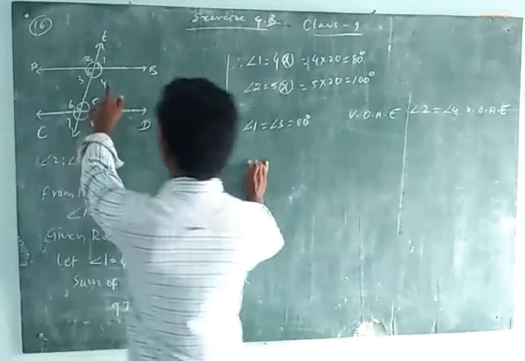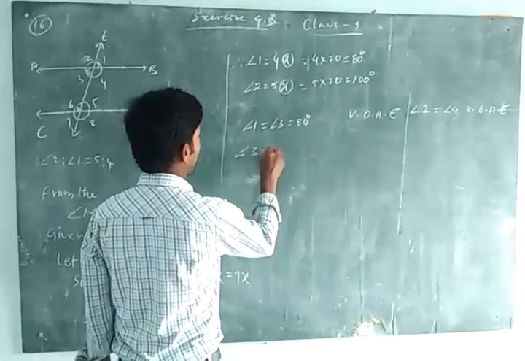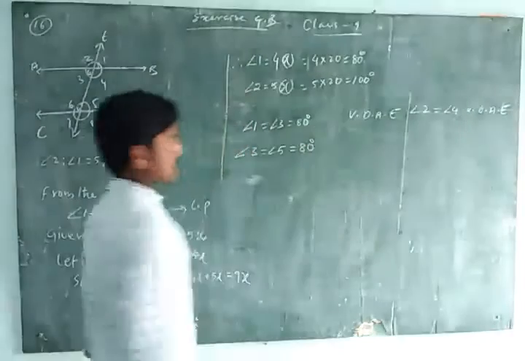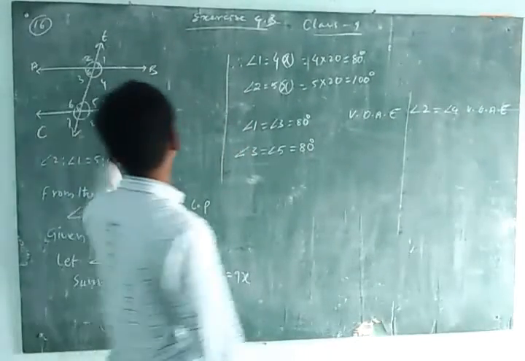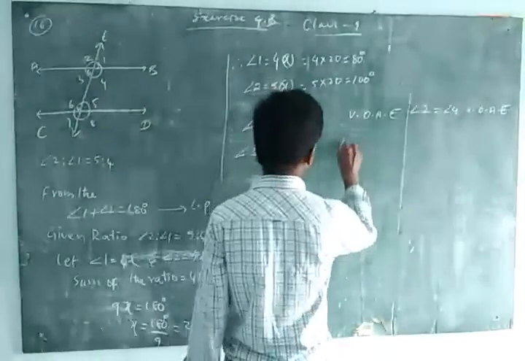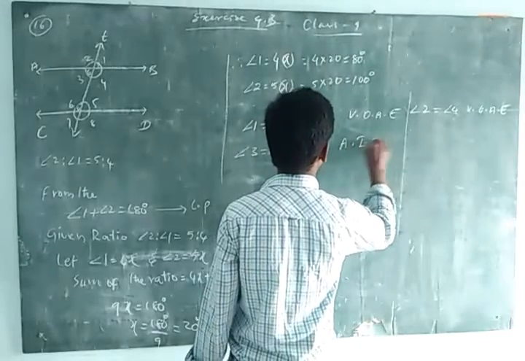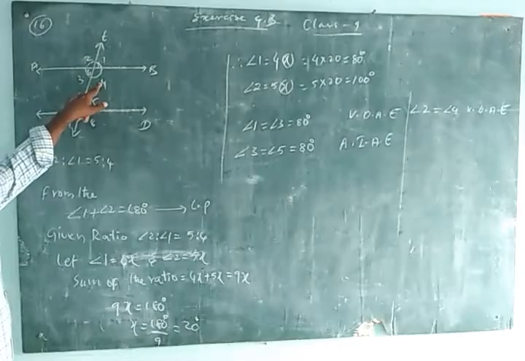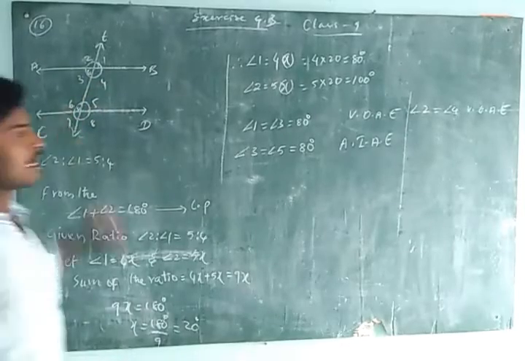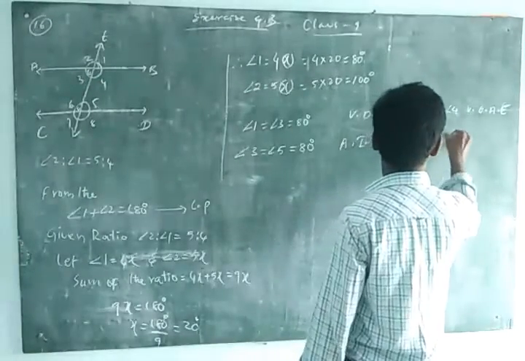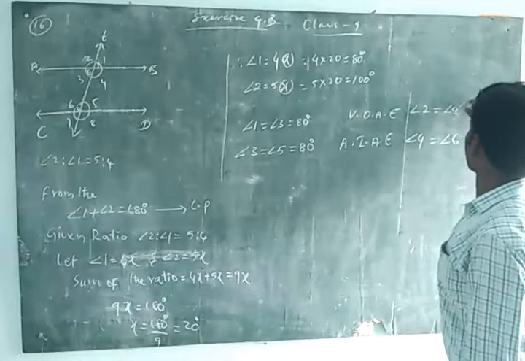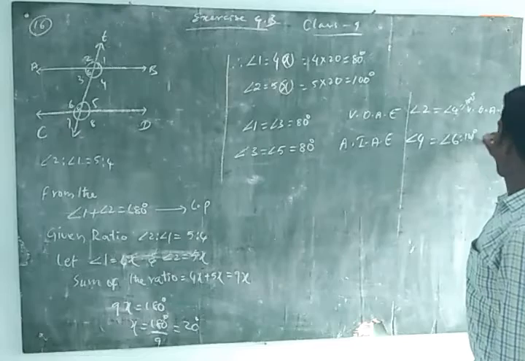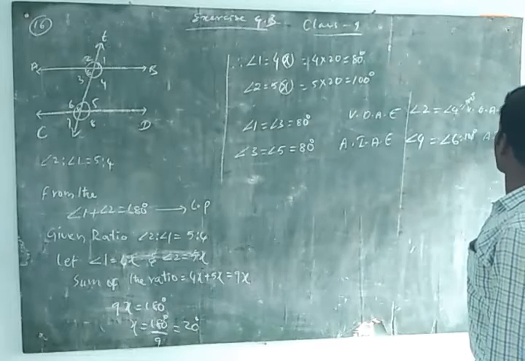Then angle 3 is equal to angle 5. This is also 80 degrees. Understand? So these are alternate interior angles. Alternate interior angles are equal. Angle 2 is equal to angle 4, angle 4 is equal to angle 6, that is equal to 100 degrees. So this also, alternate interior angles are equal.